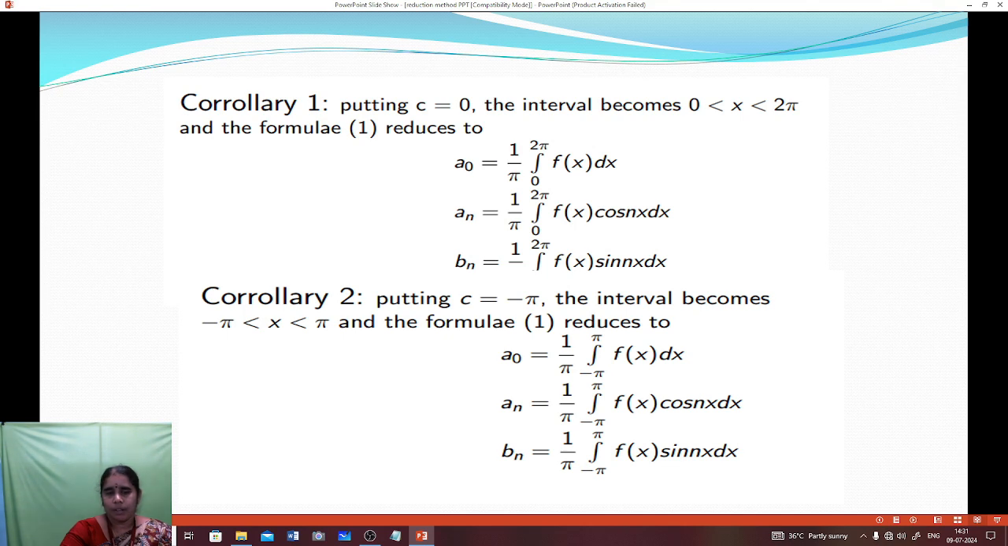First one, by putting c equal to 0, the interval becomes 0 to 2 pi. In that case, our a naught, a n, b n reduce to integral 0 to 2 pi of f of x dx, f of x cos n x, f of x sin n x. Suppose our c tends to minus pi, then the interval becomes minus pi to plus pi and the formula reduces to a naught equal to 1 by pi integral minus pi to plus pi f of x dx, and a n, b n like this.